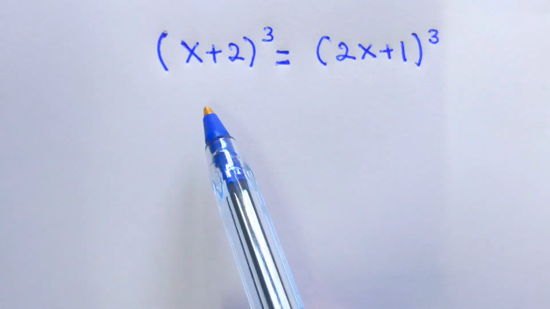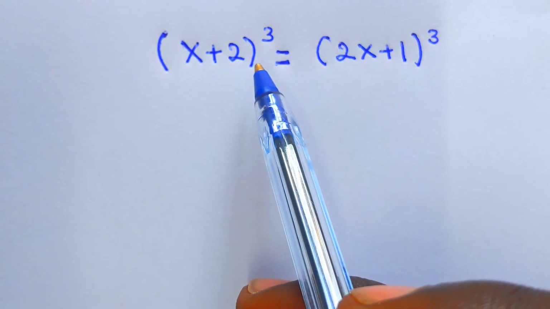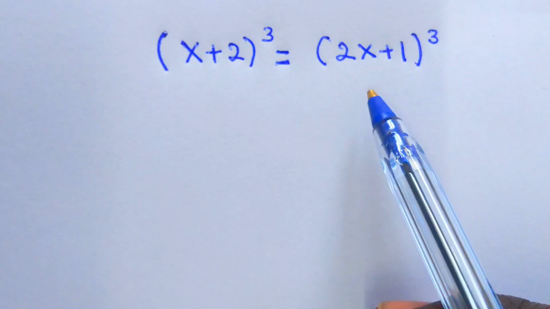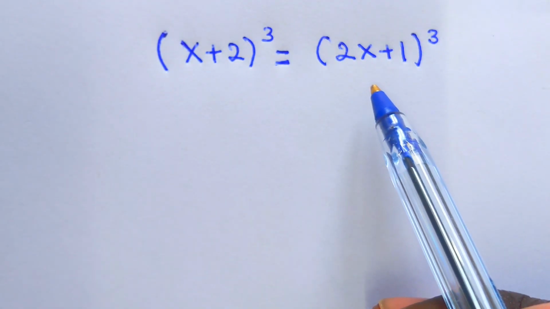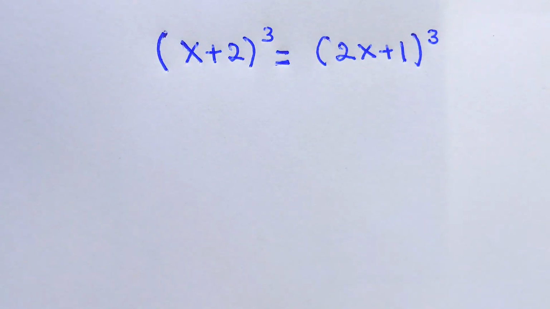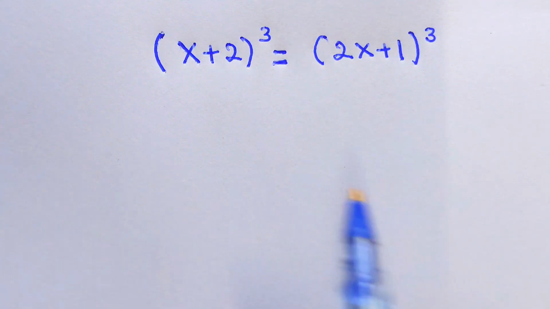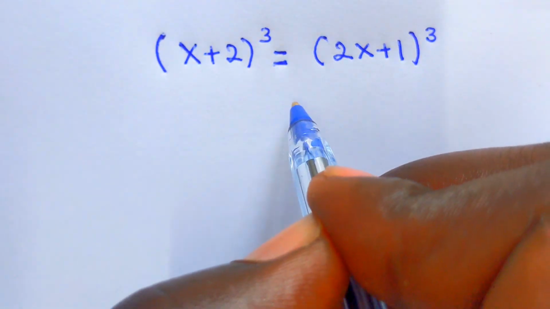The question is: (x + 2)^3 = (2x + 1)^3. And in this video you are supposed to find the value of x. So let's provide a solution very quickly.